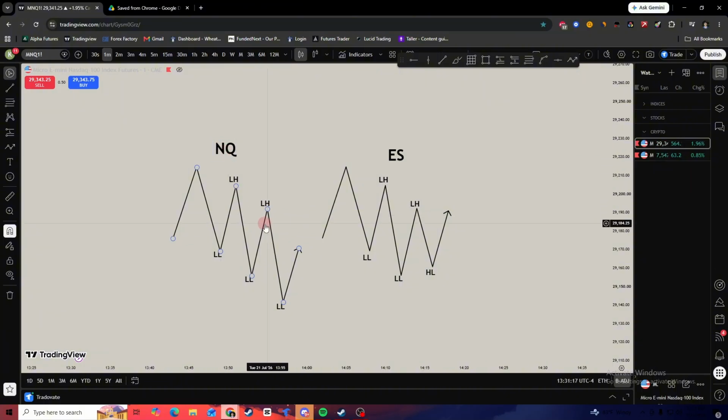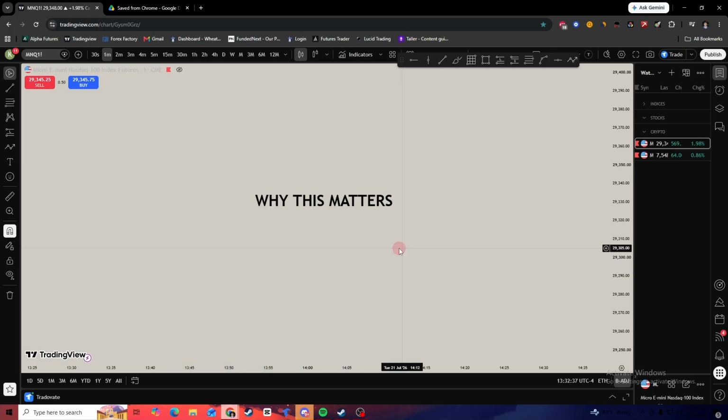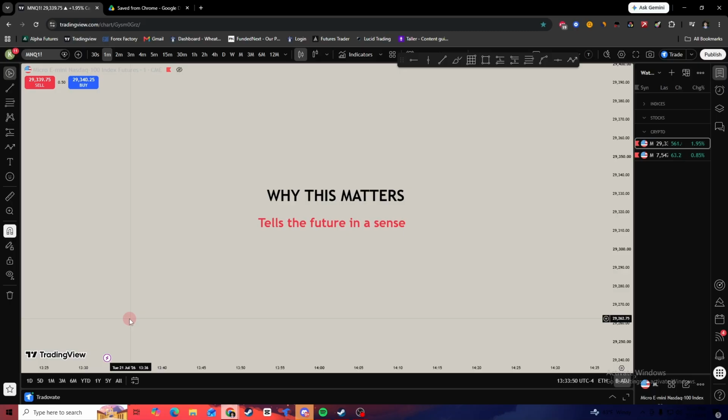In this case, NQ right here created the lower low. But right here, ES created a higher low. As you can see, here it's a lower low, right here, higher low. So why does this matter? What it does is it tells the future, in a sense.